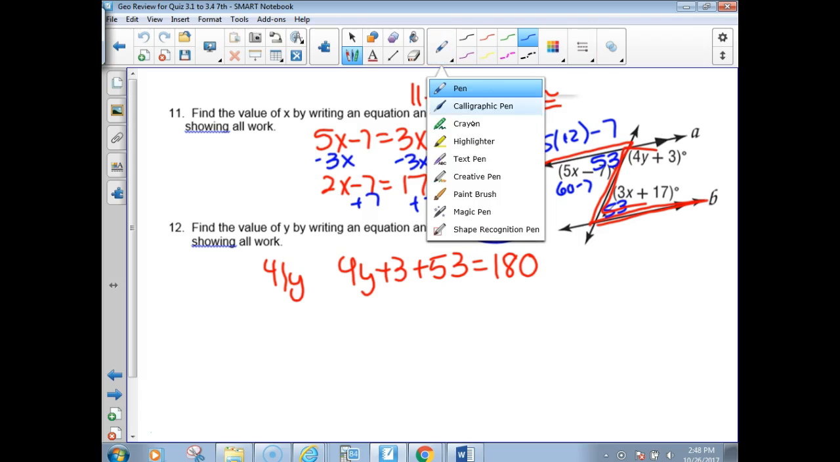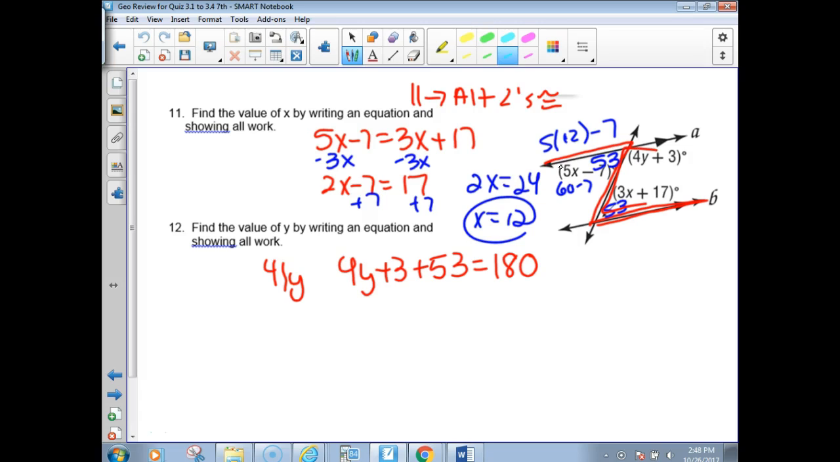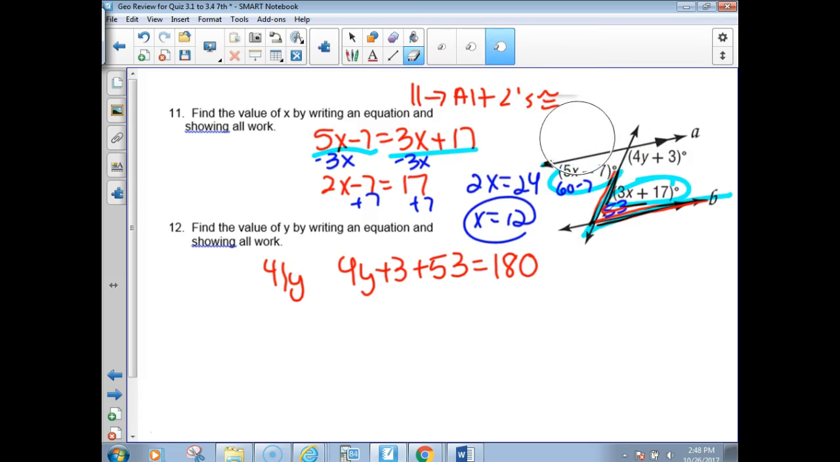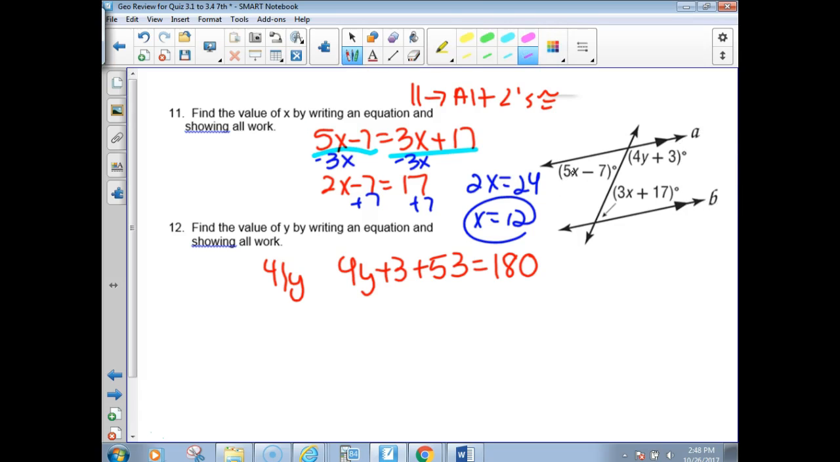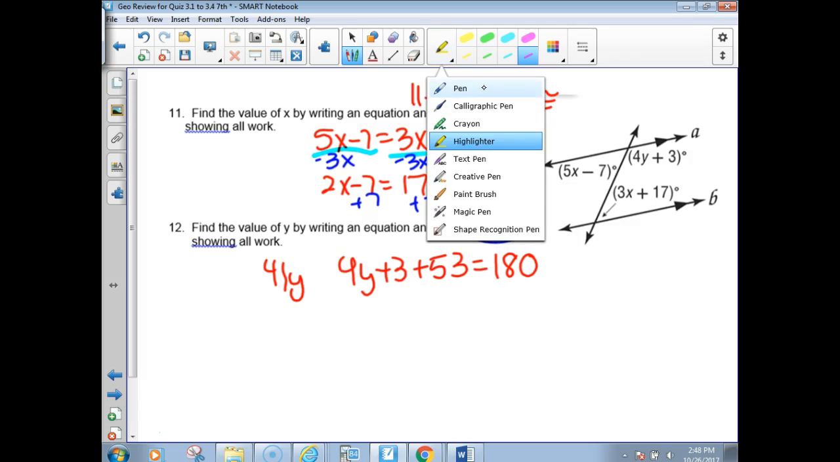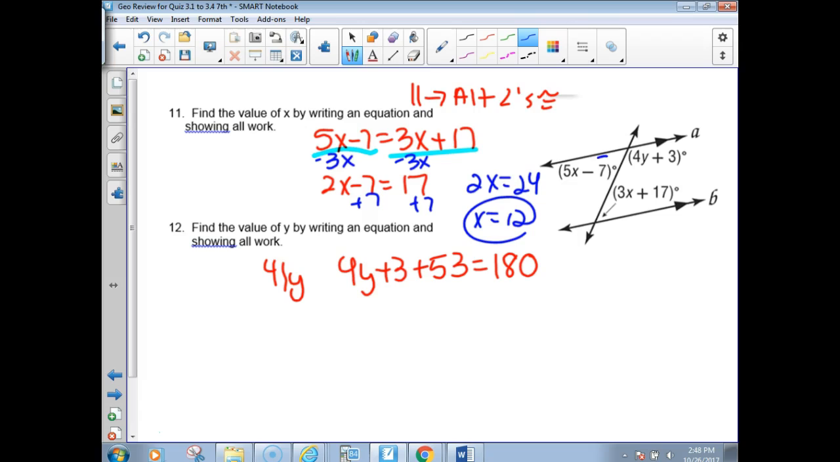The point of this one was, and I know I mentioned this yesterday, this is forming the z. So the first thing we did was set 5x minus 7 equal to 3x plus 17, because these are alternate interior angles. And if you have parallel lines, then the alternate interior angles are congruent. Once you're finished with that and you find x, you can substitute in x of 12, and if you plug that in, you get 53, and that would be here and here.